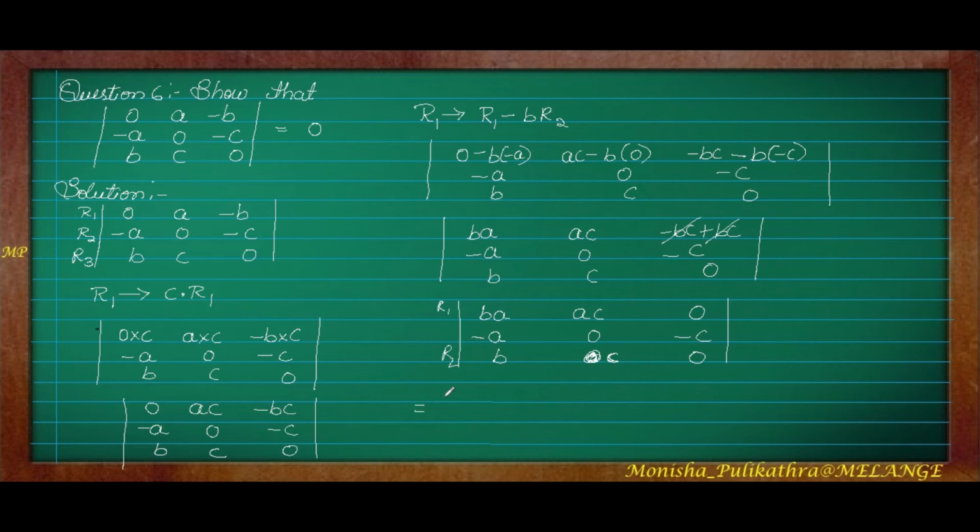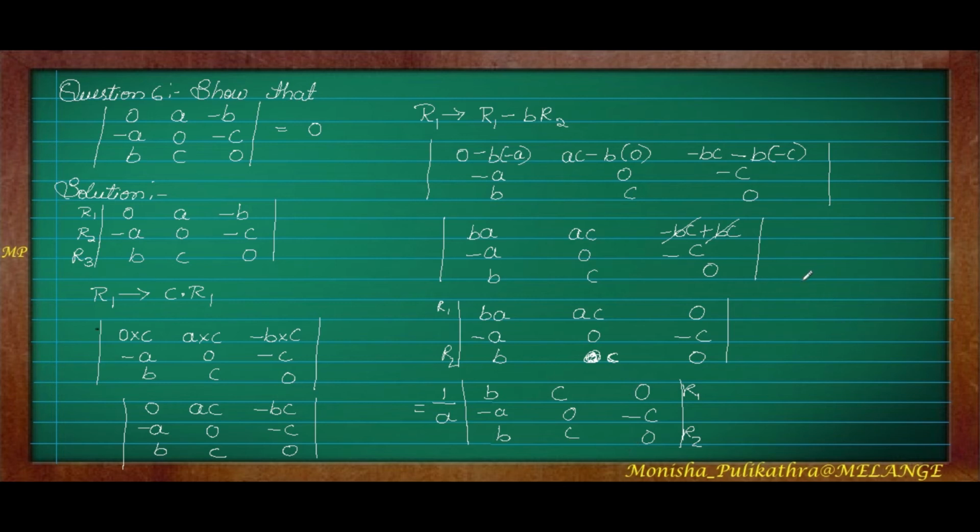So I'll be taking 1 by A common from only the first row. When I take 1 by A common from only the first row, it will become B, and A will be common because it will divide it. So A will cancel here. Here also C remaining, 0 is there, so we can write as it is. Next minus A, 0 and minus C as it is. Here again B, C, 0 as it is. So what about the first and third row? The first and third rows are identical.